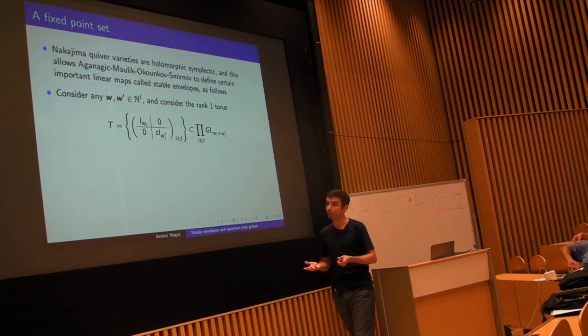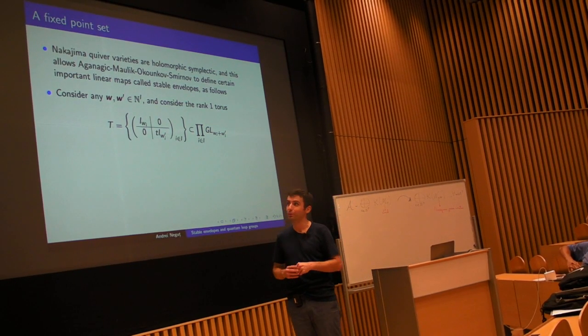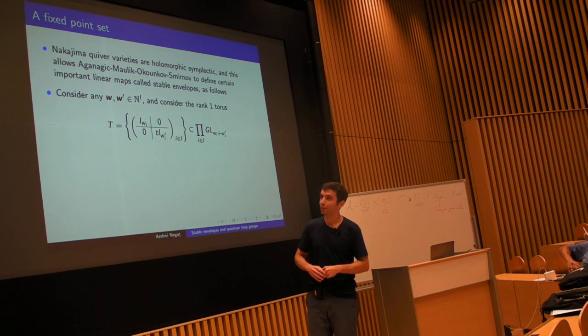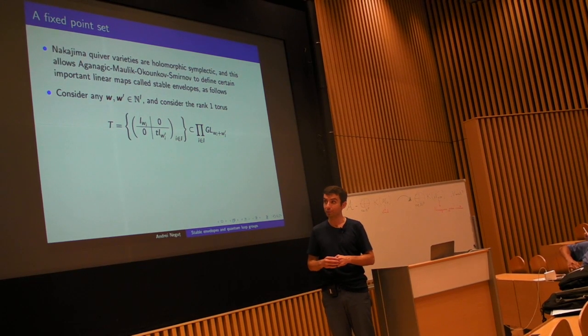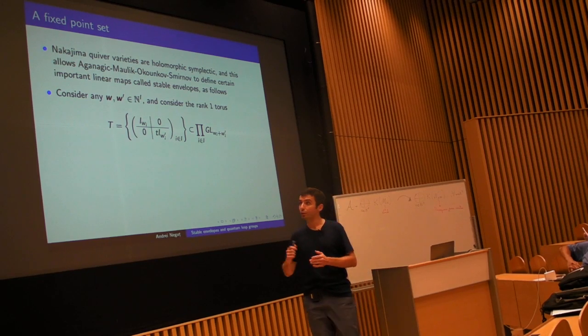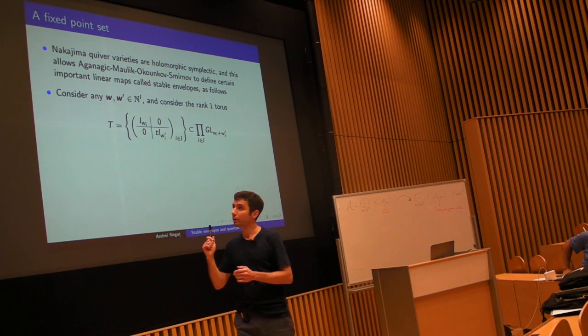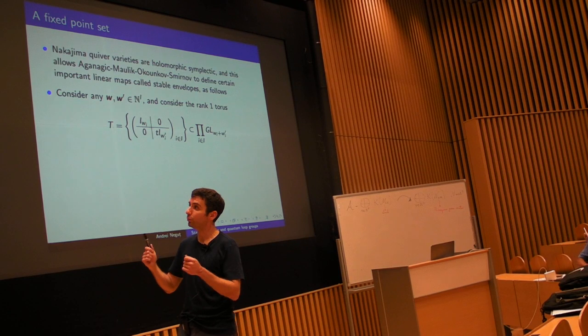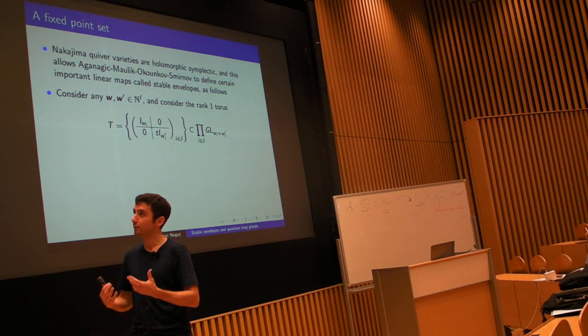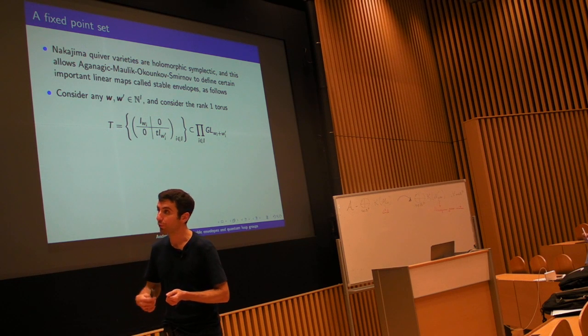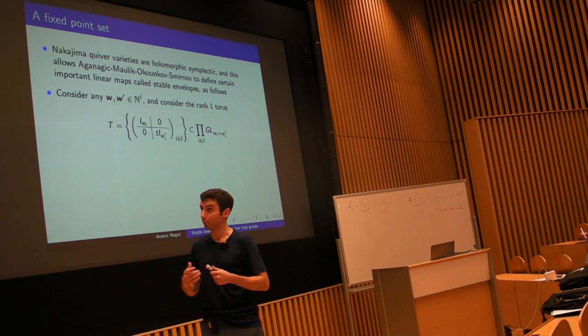So here's how to define the construction. I'm actually going to give you as close a definition as I can given the circumstances of such a short talk, and I'm going to try and keep it non-technical, but I want to give you the geometric flavor. So here's what you do. You take two W vectors of non-negative integers. And remember that in terms of quiver varieties, these correspond to the framing vector spaces of Nakajima quiver varieties.